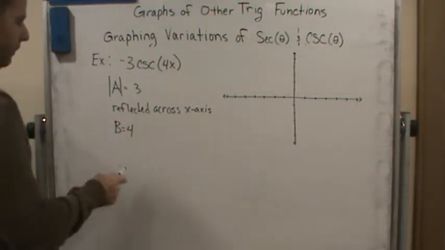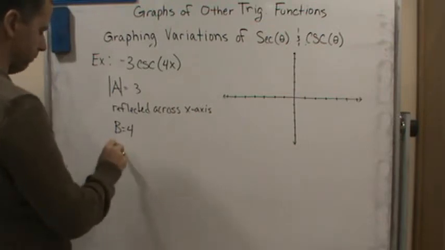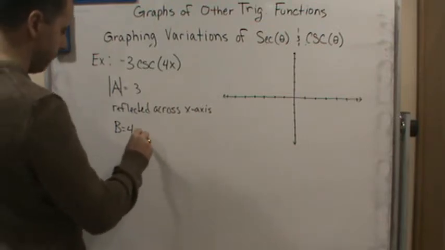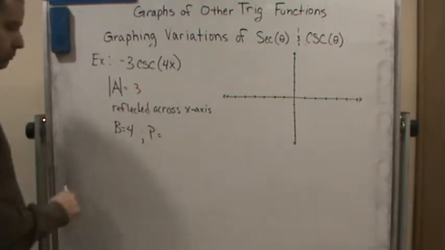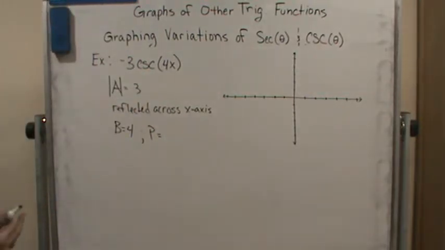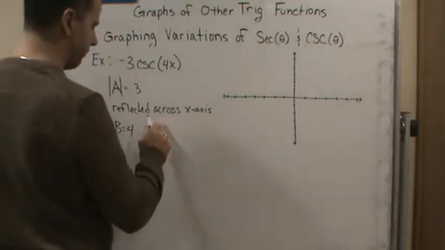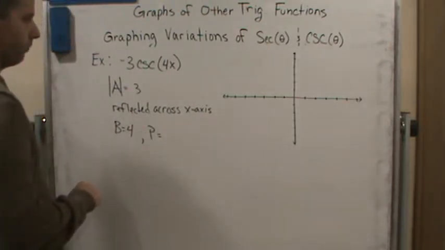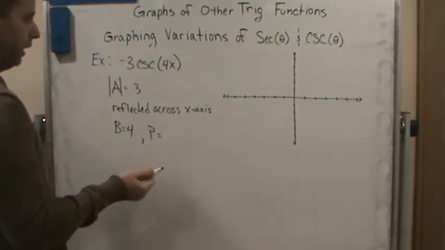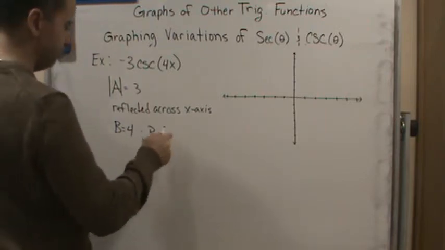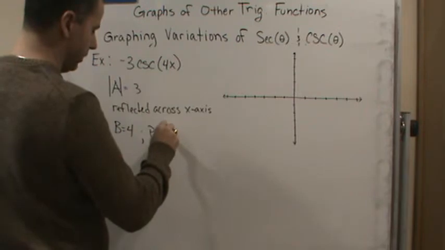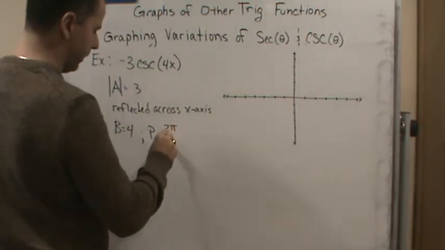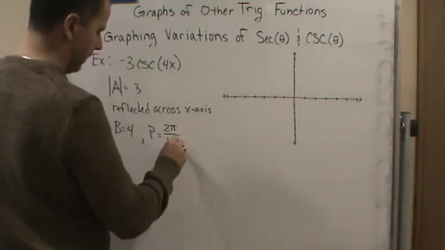So that means, well, what's the period? Now this is cosecant, which is the reciprocal of sine, so this is going to have a period of 2 pi. The period's always the same, so it's going to be 2 pi over the absolute value of b.